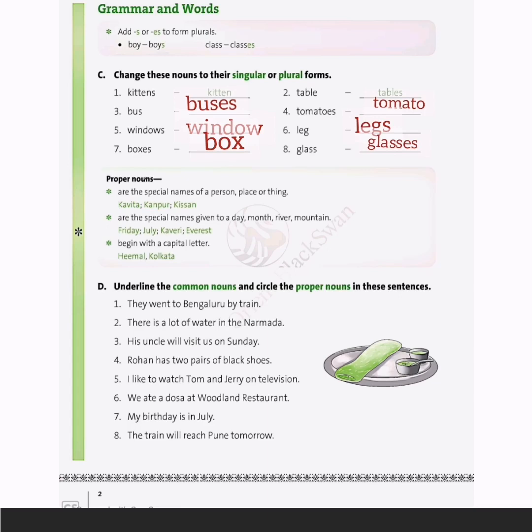Train is a common noun. It can be any train. There is no special name of a train. So this will be a common noun. So we will circle Bangalore and we will underline train.